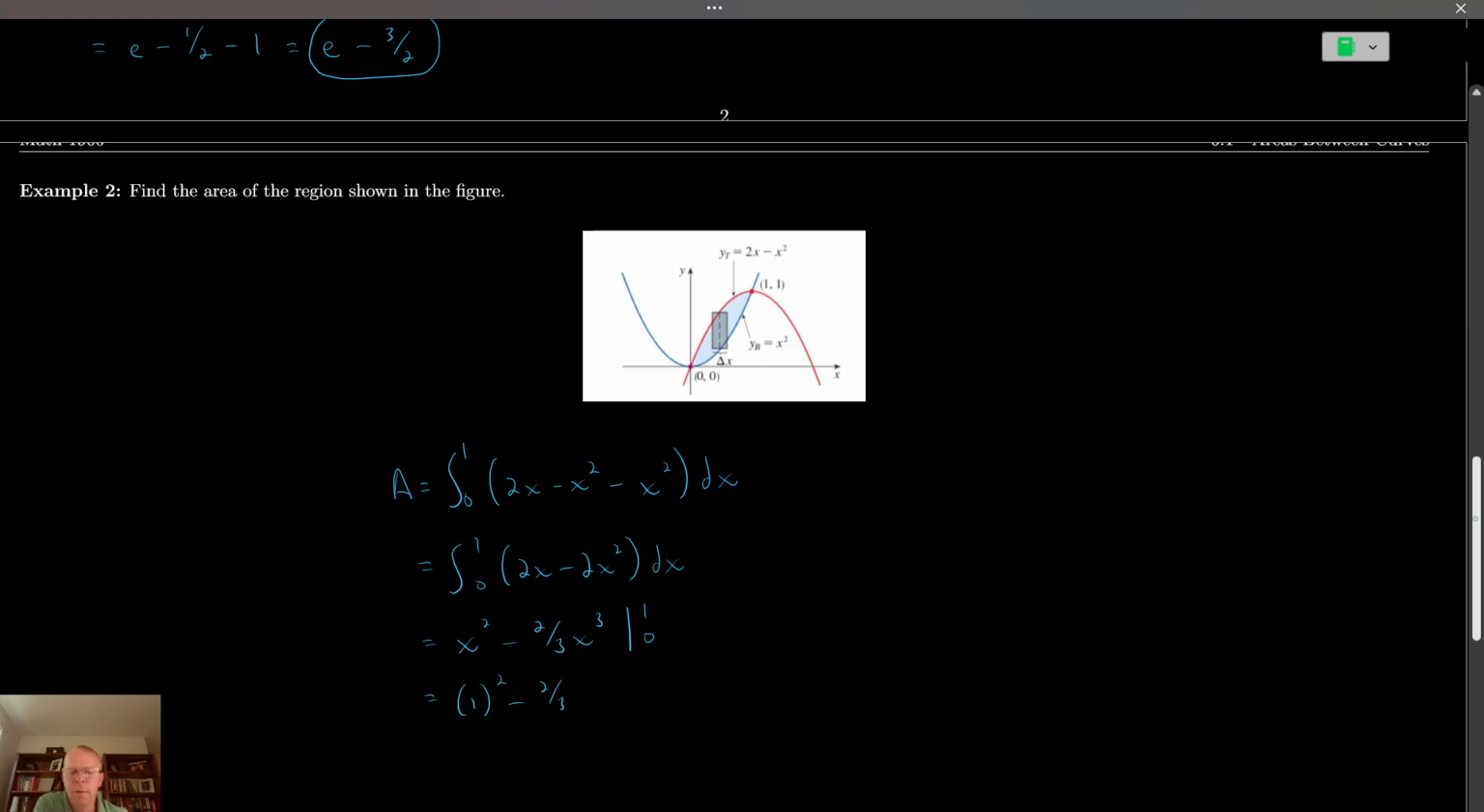I probably won't do this where I plug it in and then simplify, because we should see that this is just going to be 1 minus 2/3. But we'll plug this in a couple of times in the beginning. As we go along in the course and keep integrating, we may or may not do this. So 1 minus 2/3, those at 0 are both 0, and then we get 1/3. All right, nothing too difficult here. Now let's look at this next one.